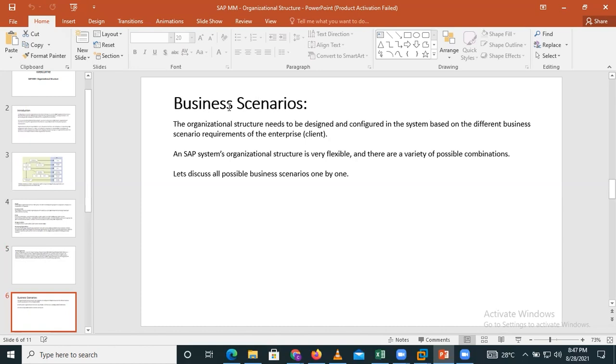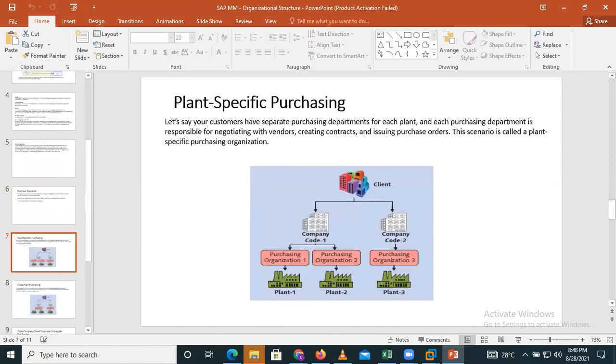Why do we need to see the business scenarios? Because if you consider a company like Tata Motors, they have a different set of businesses, right? Their business scenarios are different. If you consider a company like MRF, their business scenarios are different. As their business scenarios are different, there may be a possibility that they have mapped their organization units differently, right? So what are the different business scenarios we have in the market, and how can we map them in SAP? That we are going to learn now. Okay, let me go to the first one, plant specific purchasing.